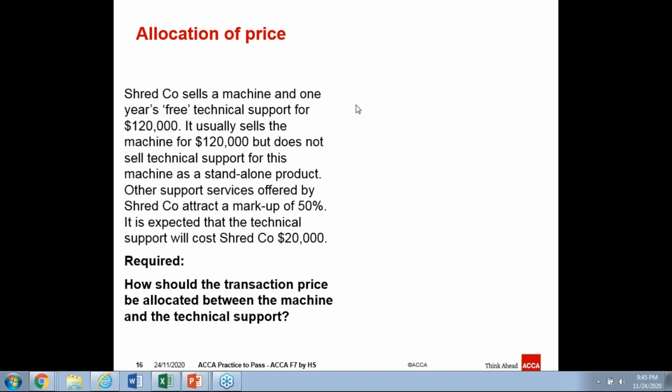A company sells a machine and one year's free technical support for $1,20,000. It usually sells the machine for 1,20,000, but does not sell technical support for this machine as a standalone product. Other support services offered by the company attract a markup of 50%. It is expected that the technical support will cost 20,000.